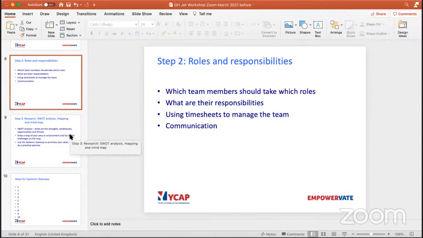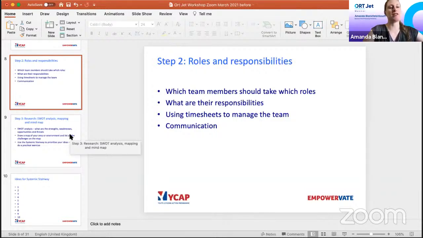Hi, Amanda. Could I just ask, how do you deal with the challenge of motivating versus policing? Mm-hmm. Motivating versus policing. Okay.